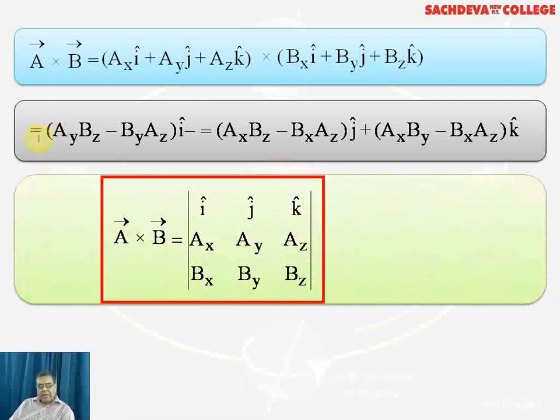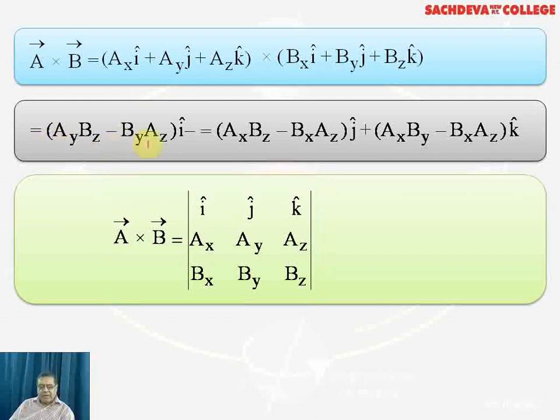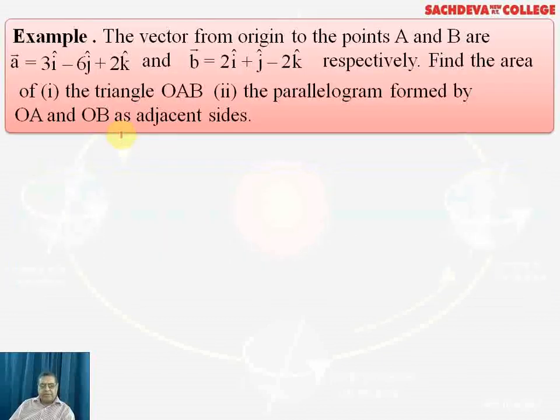So for the vector product of a and b, we have made one row of unit vectors i, j, k, and then we have written ax, ay, az, and bx, by, bz. We take the coefficients accordingly, and that is the cross product of a and b. Now we come to a certain example.